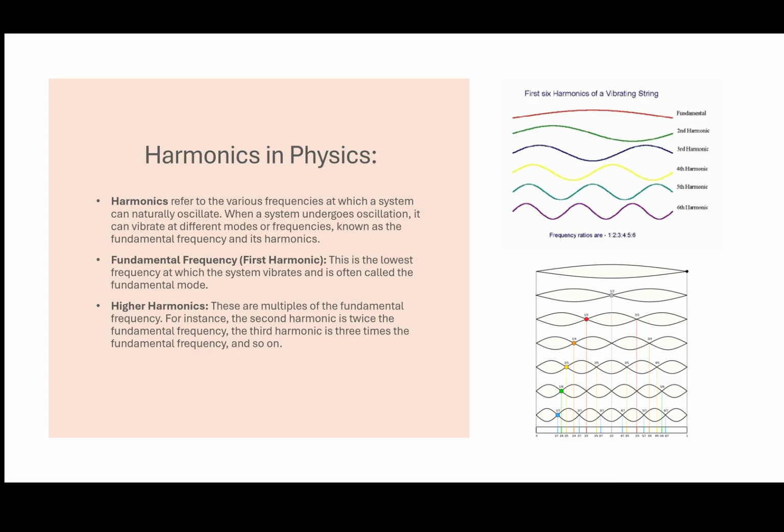So what does harmonics really encompass in physics? As I said, it refers to varying frequencies within a system. A system can oscillate, and we're going to look at what that oscillation really and truly means. When a system undergoes this type of oscillation, it vibrates at different modes or frequencies: the fundamental frequency and its harmonics. For example, on the right hand side of the screen, I show the vibrating of six different strings, showing the fundamental harmonic, then the second, third, fourth, fifth, and sixth.